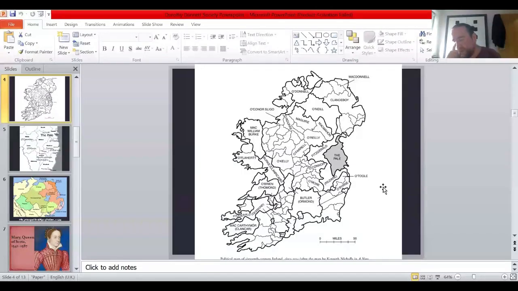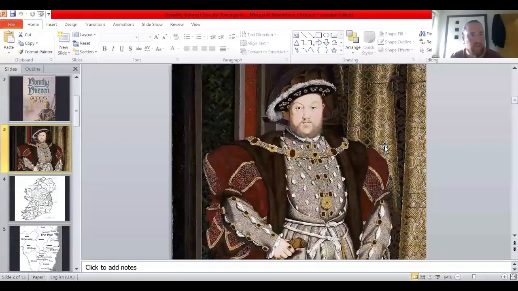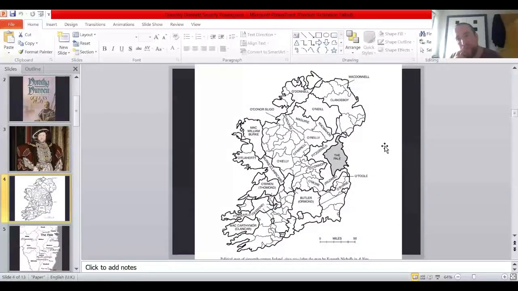Now, where this takes off and where it starts to gain legs is from 1534 onwards. So in the middle of the political developments over in England, which are associated with the aforementioned Henry VIII, there's a revolt amongst the Fitzgerald Earls of Kildare in 1534.